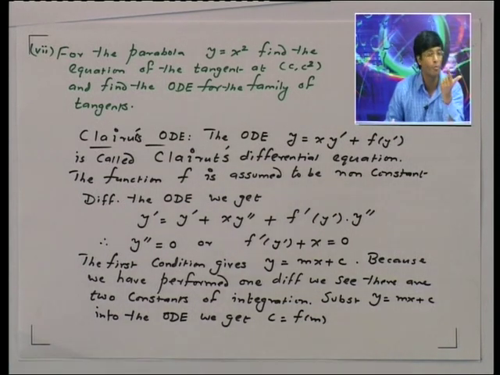Remember the very first problem that we solved. We took a one parameter family of circles and we found the differential equation. This time I am giving you a one parameter family of straight lines and asking for the ODE. And what are these straight lines? They are all tangents to a parabola.